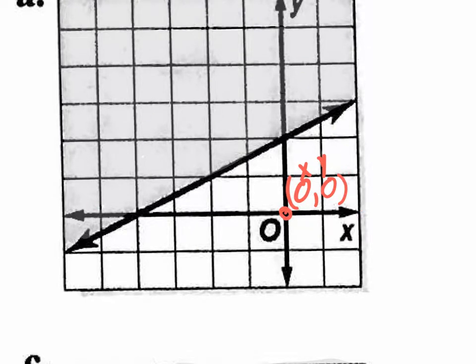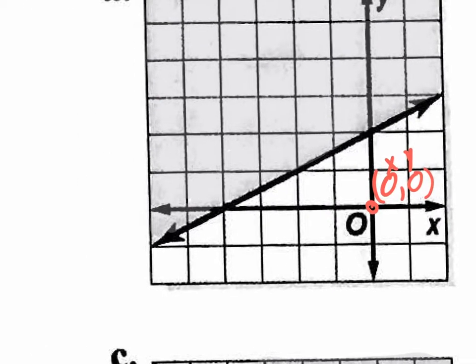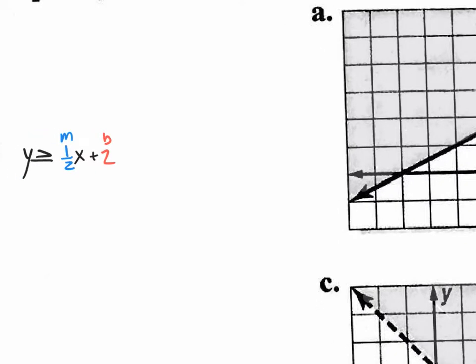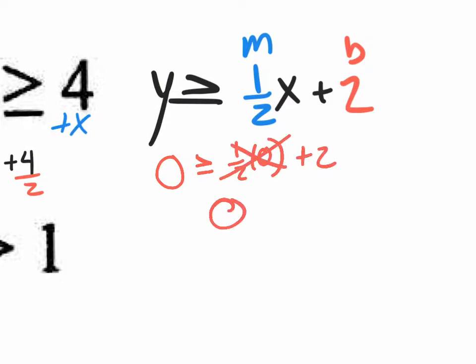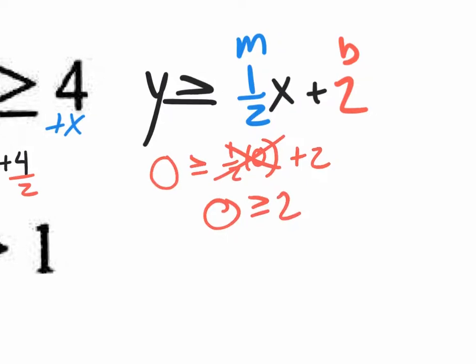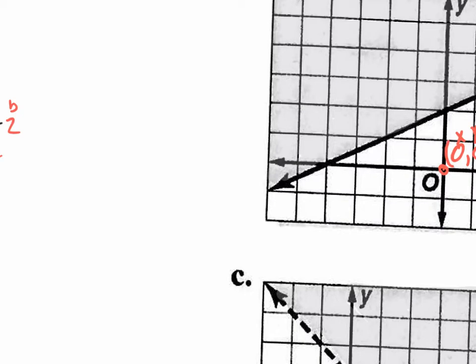Now we already know it doesn't work because we already know that the shading is up here. But let's pretend we didn't know that. Let's pretend we didn't know where to shade. We'd have to plug in 0 for x and 0 for y, either into the original or into the modified. If you go in for the modified, 0 for y, 1/2 times 0 for x, you're going to end up with 0 is greater than or equal to 2, which is false. So that means that the origin 0, 0 does not work.